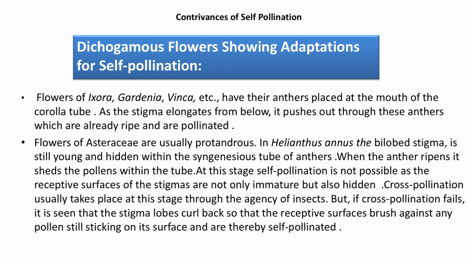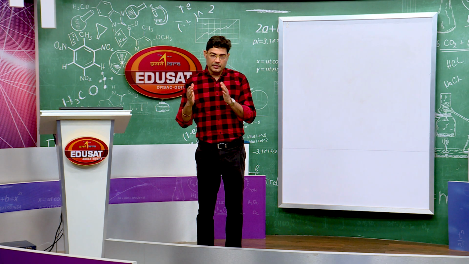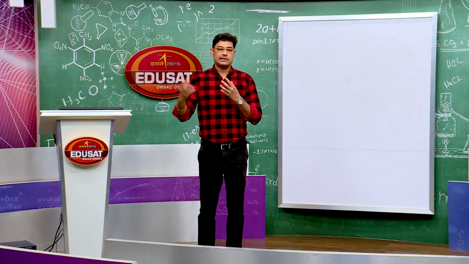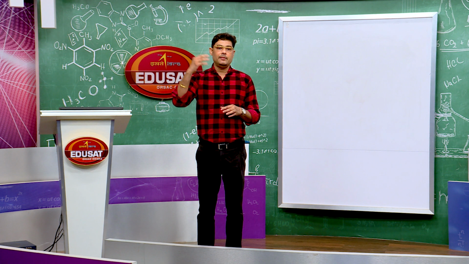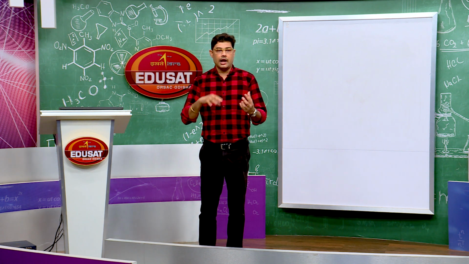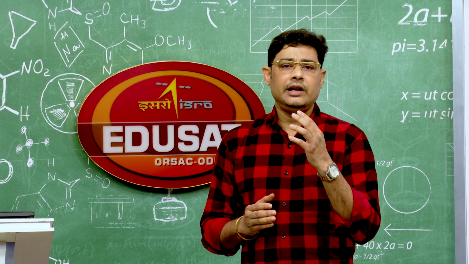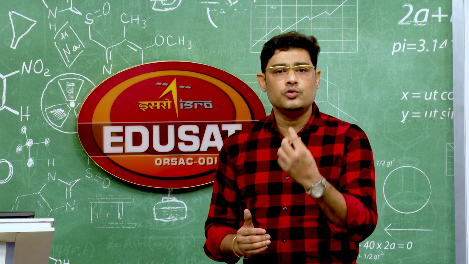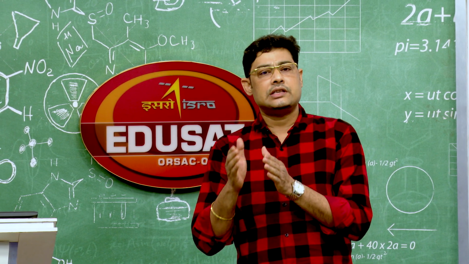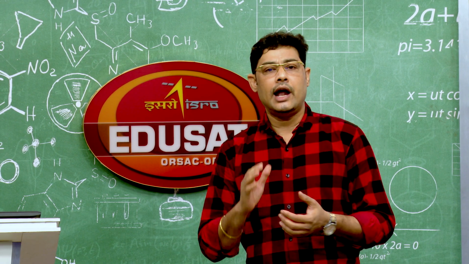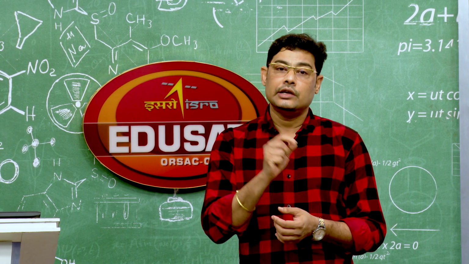Now, some dichogamous flowers also show adaptations for self pollination. Dichogamy is one of the contrivances for cross pollination. Dichogamy means different time maturation of both the parts. The male part may mature first, or the female part may mature first, which is called protandry and protogyny. But some of the dichogamous flowers, when they fail to do cross pollination, adopt certain safety mechanisms, so that they can ensure pollination, and that is self pollination.